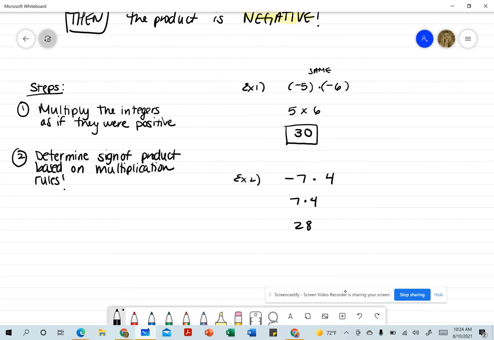Now what I do is I look at my original signs. I see the 7's negative and the 4 is positive. Just like addition, we could also bring in the colors. Oh, I see that these are opposite colors, right? Up here, I see that they're the same color because they're both negative. Well, if they're opposite colors, that means I have a negative answer. So the answer is negative 28.